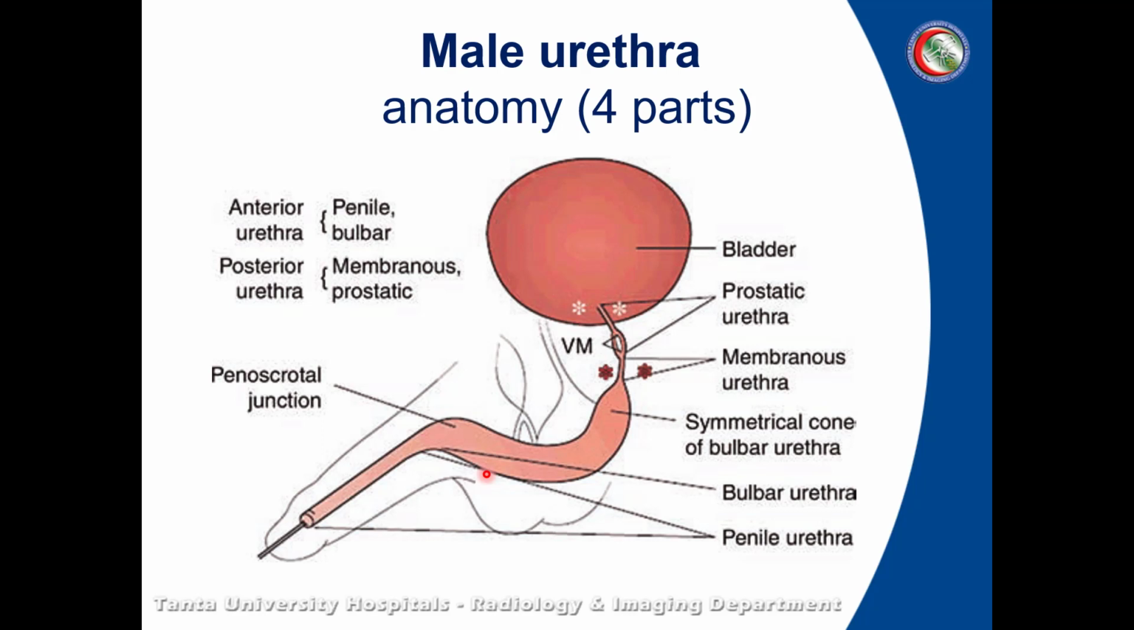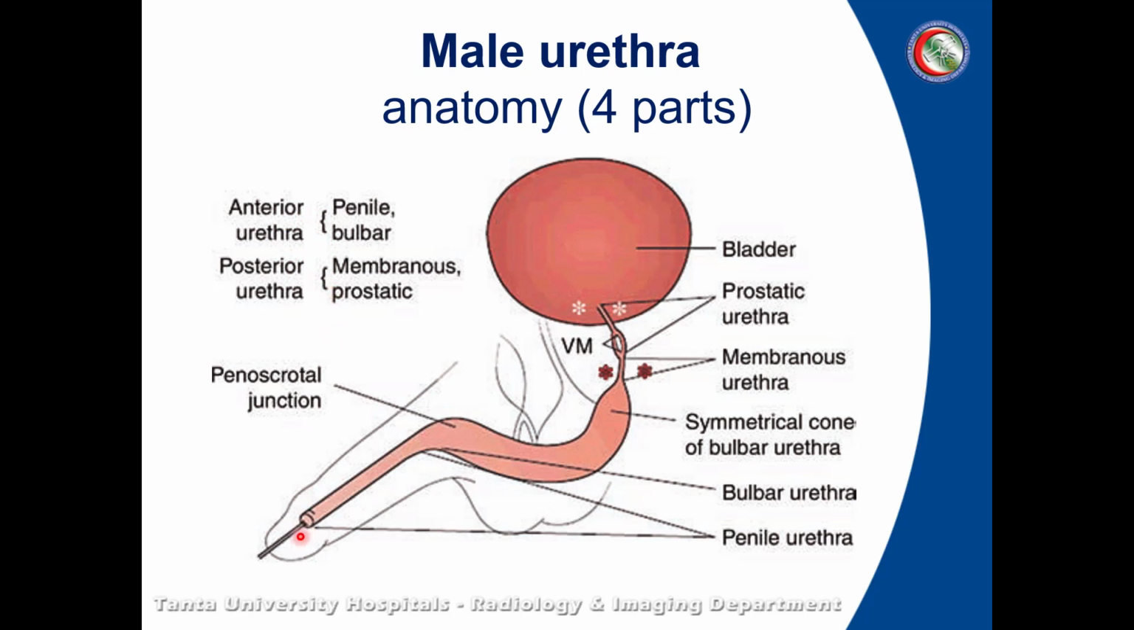Then the male urethra, which is composed anatomically of four parts, two parts consistent with the anterior urethra and two parts consistent with the posterior urethra. The anterior urethra is penile and bulbar. The posterior urethra is membranous and prostatic.